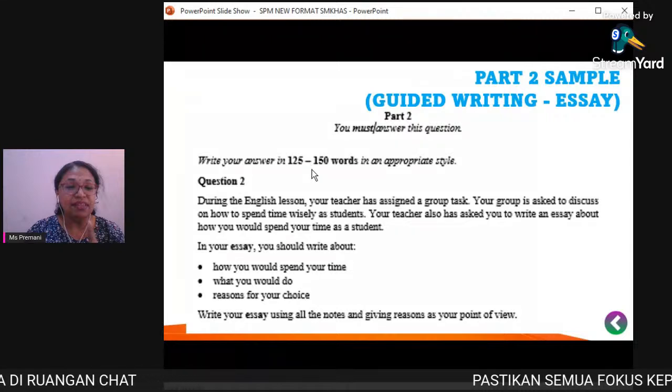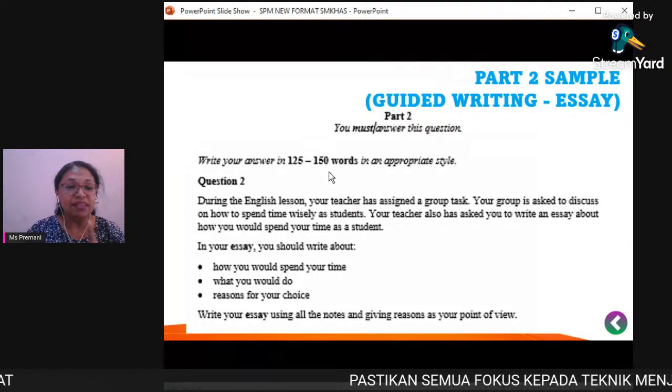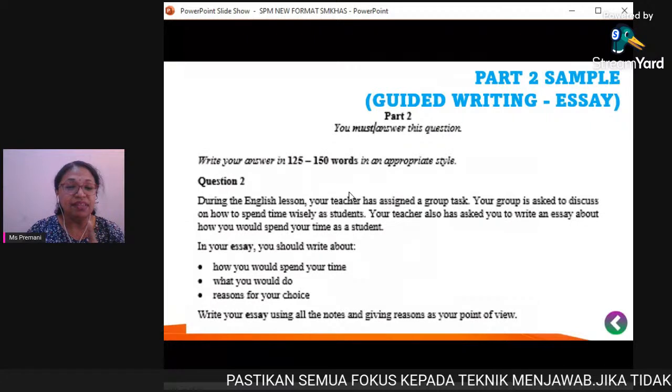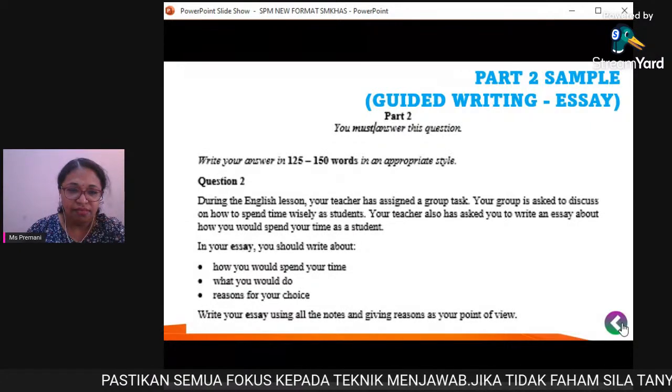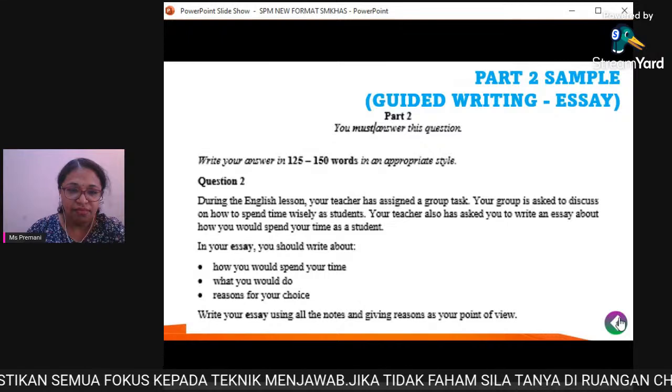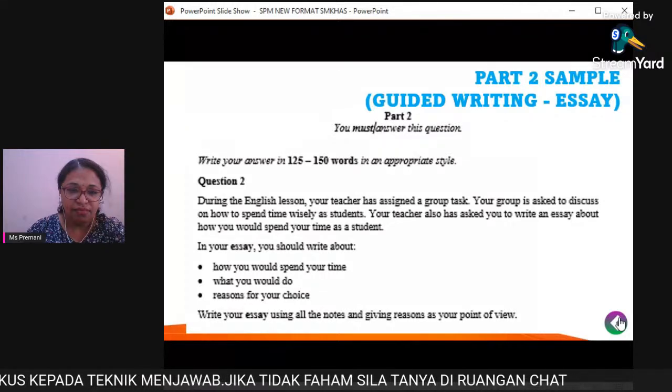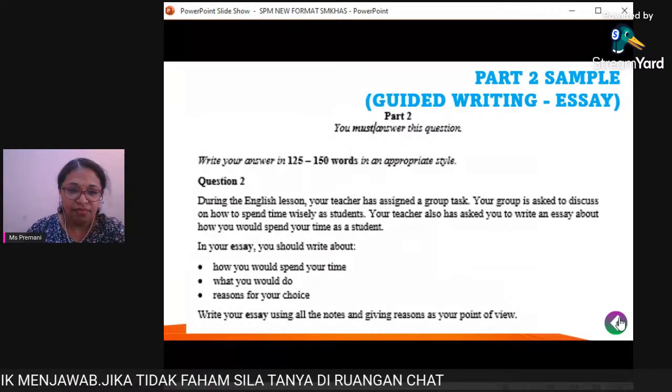If you want to write a little more, teacher sedikit lebih tak apa kak, okay, 10 hingga 15 perkataan lebih. That's all. So 165 maximum. Okay? So you should see how the UK does. This is what they do.